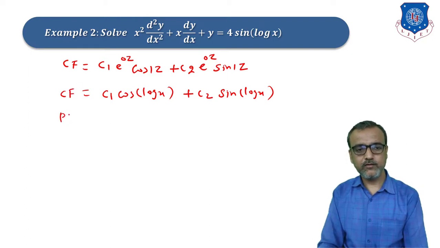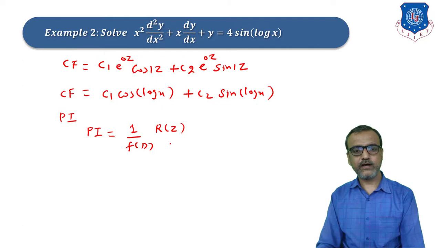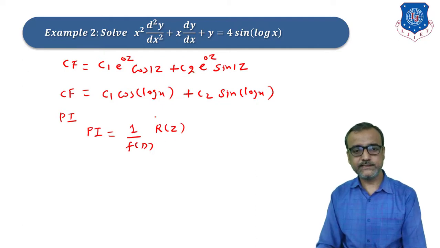Now we will find out PI. PI is given by this formula, PI = 1/f(D) R(z). Here f(D)y is of the form R(z), that's why I have written R(z) over here. So 1 upon f(D) is 1/(D² + 1), and R(z) is 4 sin z.